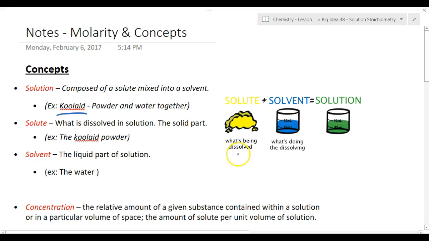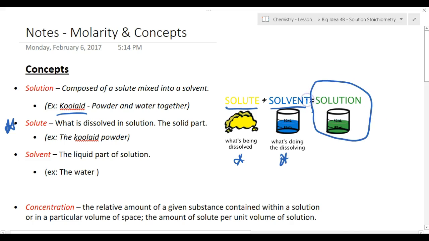Okay, so here we have a little figure off to the right. You have some type of powder, which is what's being dissolved, so that is going to be your solute. So the solute is what is being dissolved. Now it doesn't have to be a powder, but usually it is. It's what's being dissolved in your solvent. So the solvent's what's doing the dissolving, what's absorbing all of it. In the case of Kool-Aid, the Kool-Aid powder would be what's being dissolved, or the solute, and the water would be the solvent. The solution is the final product.